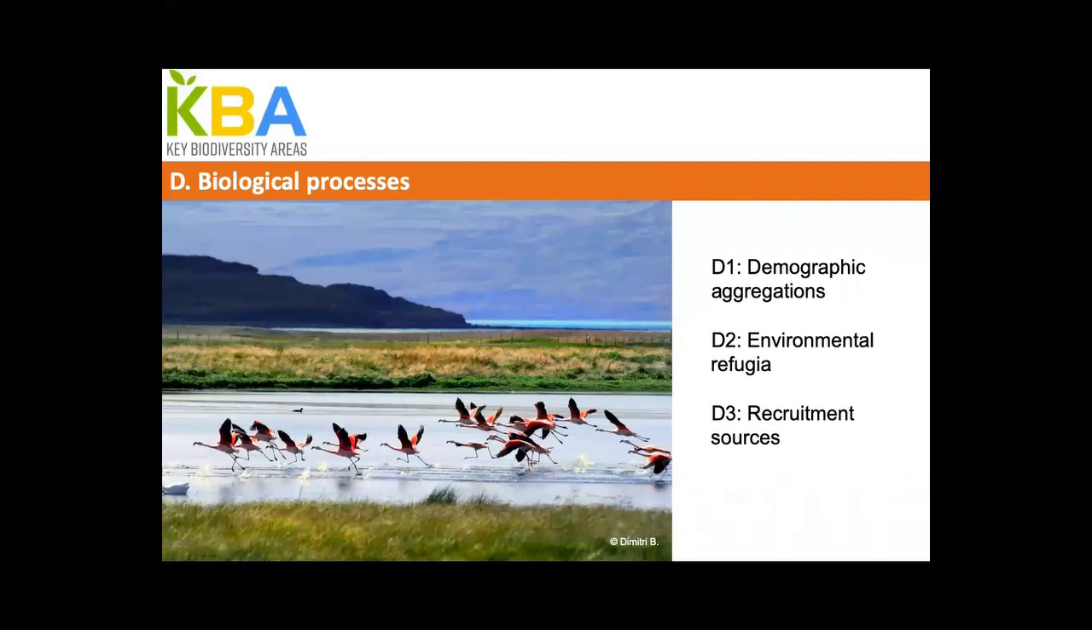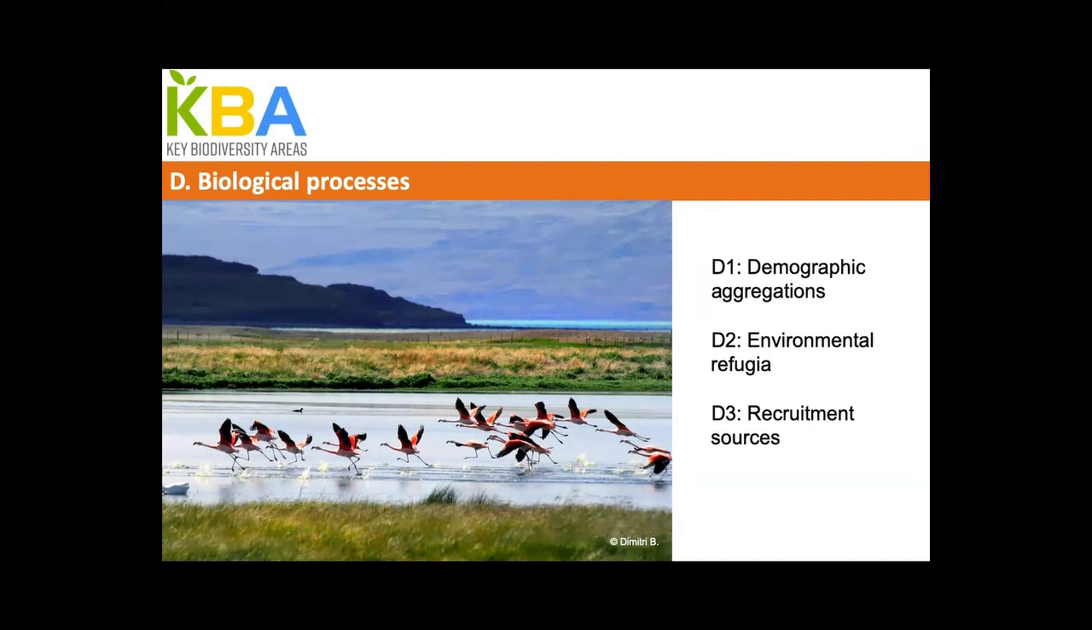D3 sites then are sites that produce propagules, larvae, or juveniles that maintain a significant proportion of the global adult population of a species. So we may not see many adults at the site at any one time, but because that site produces such a high proportion of the juveniles that support a species, if that site disappears, the adult population would soon disappear too.